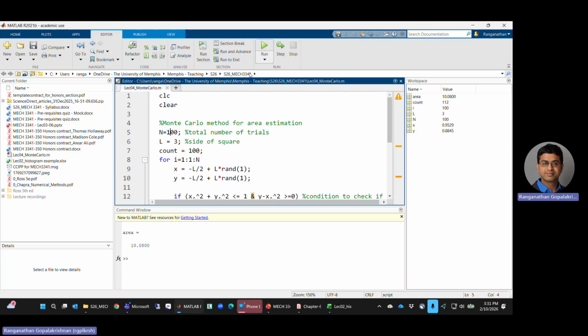If I run my code, I'm getting an answer of 10.08. I hope this is visible. 10.08. Okay. How do I check whether this number is to be trusted?